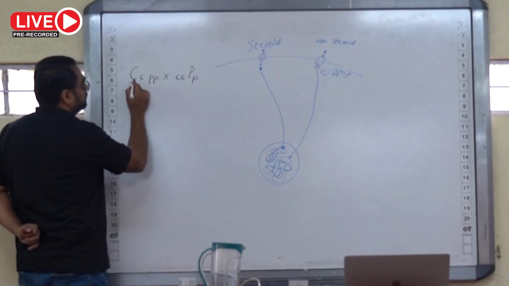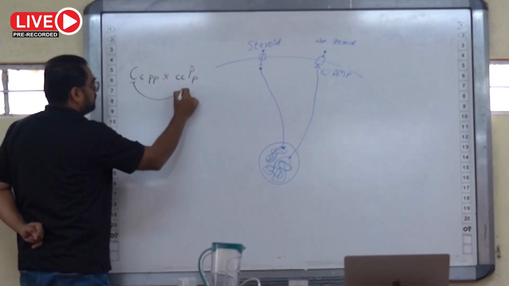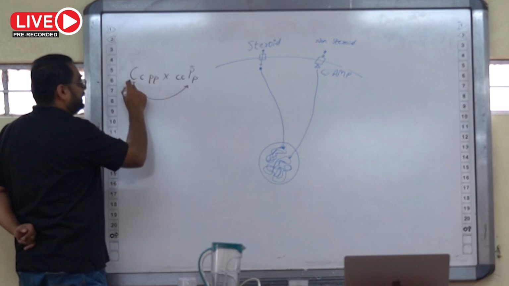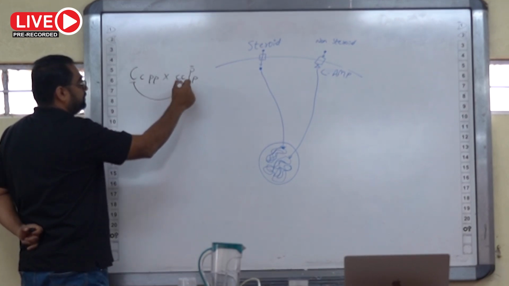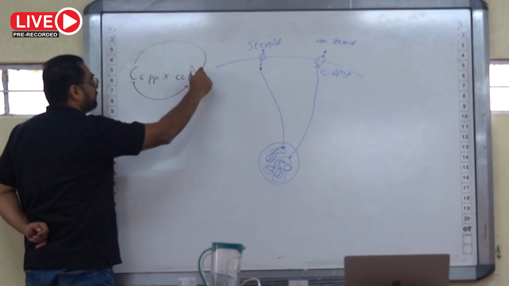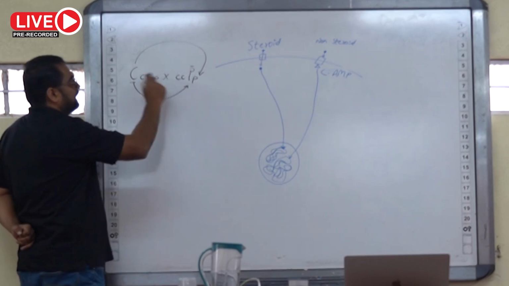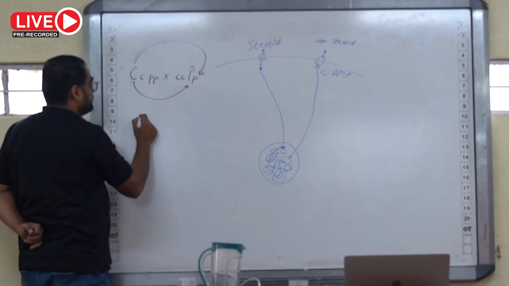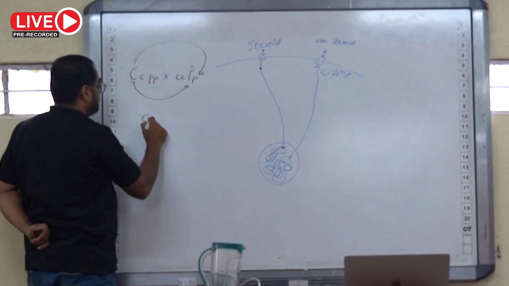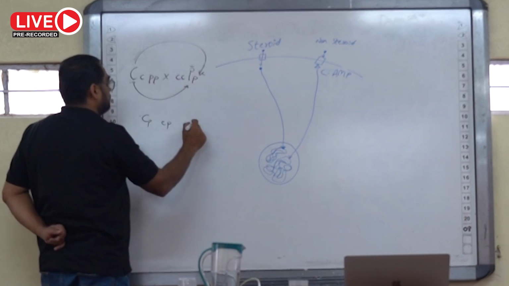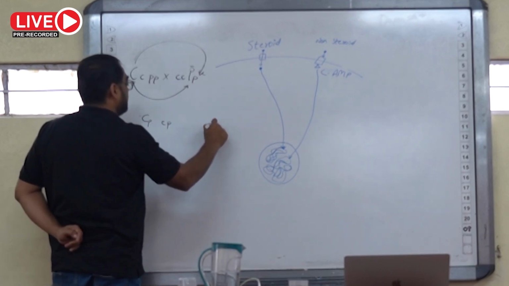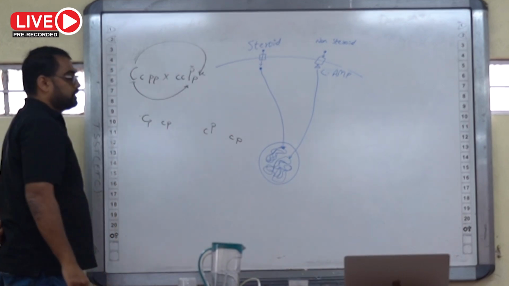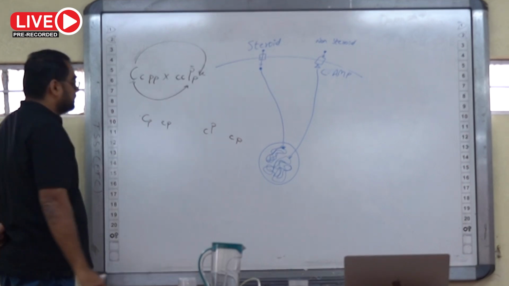So, 50% of capital C with capital P and 50% of capital C with small p. Capital C with small p, we don't bother. So this gene will give us, let's say, capital C, small c, small p. Here it is small c, capital P, small c, small p. These are the four possibilities.